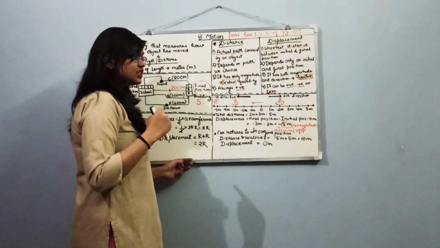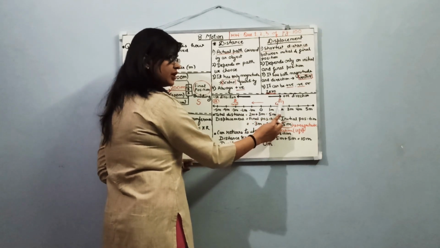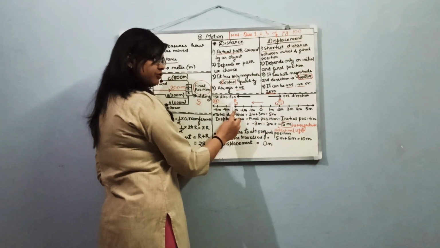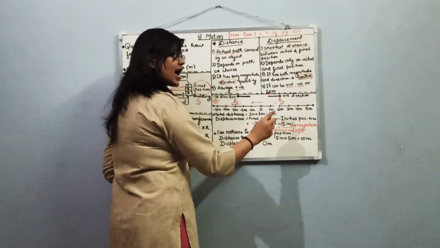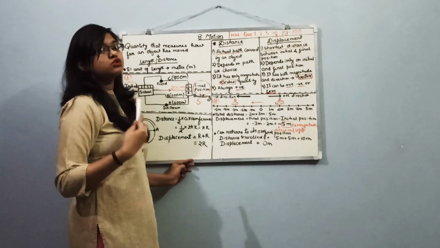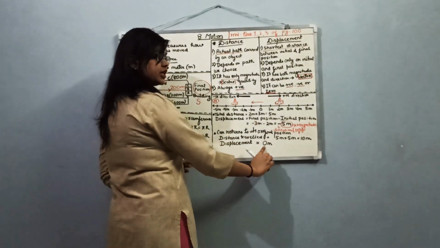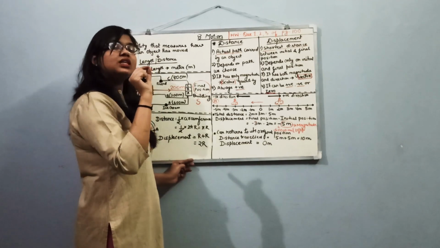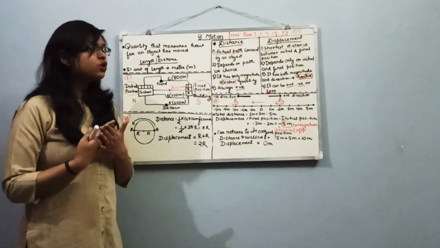Now what is the displacement in this case? You can clearly see that the car traveled from A to B and then from B to A. So its initial position is also A and its final position is also A. So both are the same. There is no difference between the initial and the final position. The displacement is 0 meters.